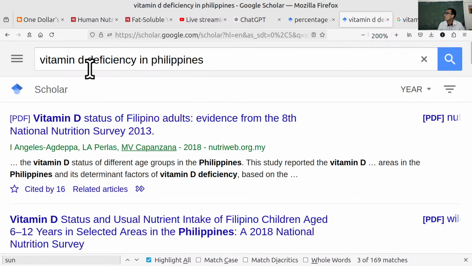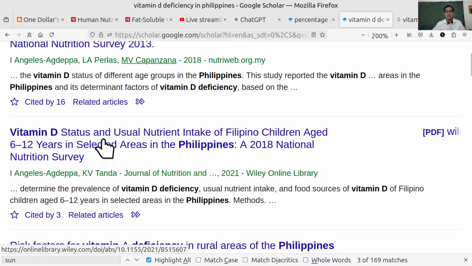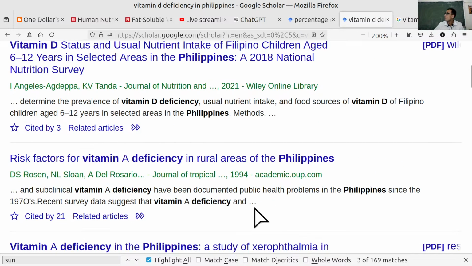When we search for vitamin D deficiency in Philippines under Google Scholar, there are some papers, and don't worry, the results from here are reliable. For example, the first one, vitamin D status of Filipino adults, evidence from the National Nutrition Survey 2013. Vitamin D status and usual nutrient intake for Filipino children aged from 6 to 12 years in select areas in the Philippines. 2018 National Nutrition Survey, like this. Risk factors of vitamin D deficiency in rural area of Philippines.